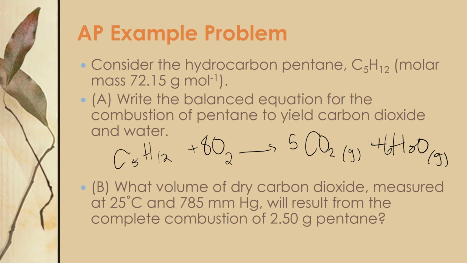Now we want to know what volume of dry carbon dioxide is measured, given a temperature and a pressure and a mass of pentane. First thing you need to do here, convert those grams of pentane to moles of pentane. If we know moles of pentane, we conveniently can also find moles of CO2. At that point, this is merely a PV equals nRT problem.